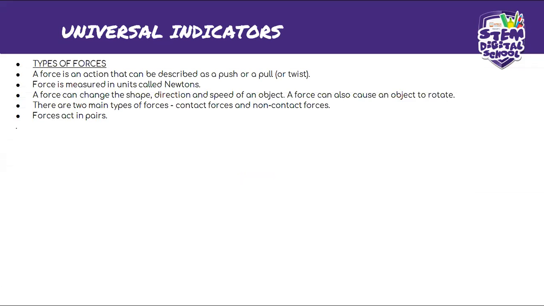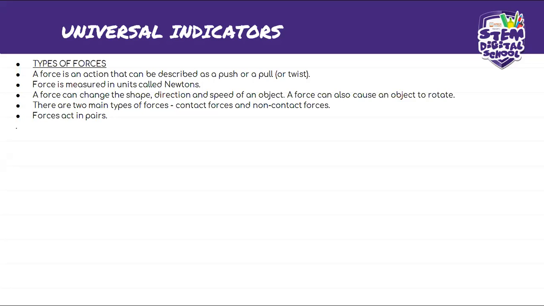All right, so we are going to look at types of forces. A force is an action that can be described as a push or a pull. So this is basically what a force is. A force is an action that can be described as a push or a pull or twist. A force is measured in units called newtons. A force can change the shape, direction, and speed of an object. A force can also cause an object to rotate.